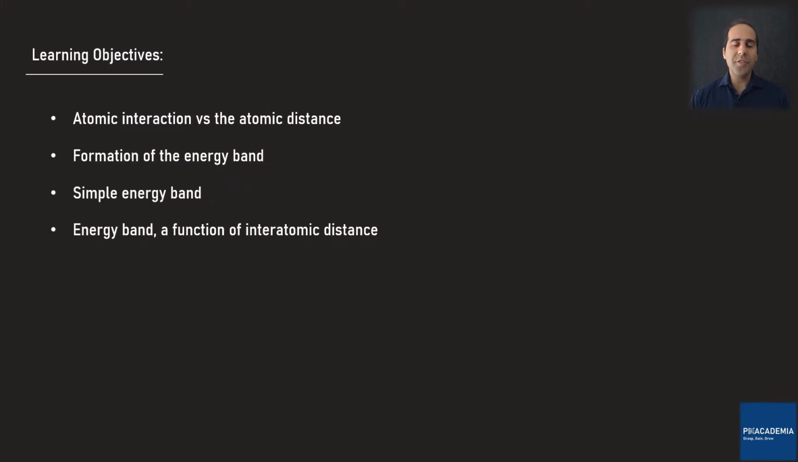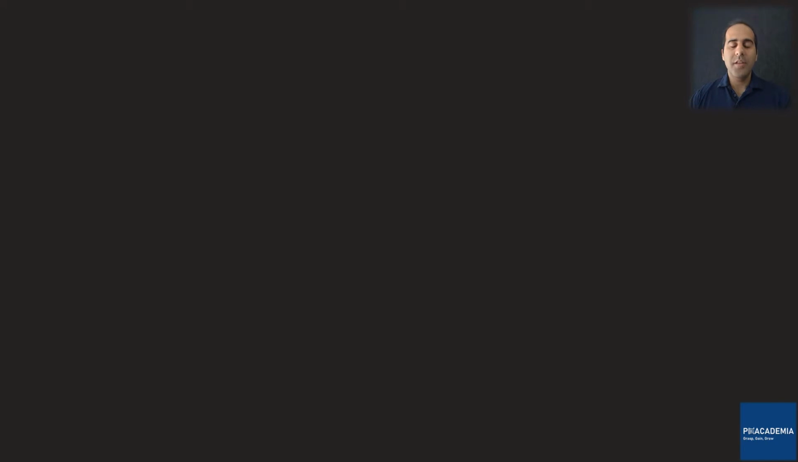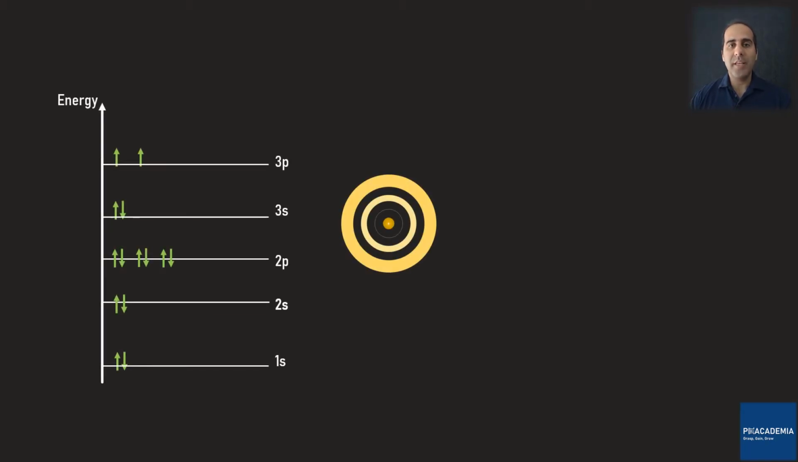By the time you finish this lesson, you will learn the atomic interaction versus the atomic distance, formation of the energy band, simple energy band, and the energy band as a function of the interatomic distance. In the previous lecture, the idea of the energy diagram for an isolated atom was discussed. One example that I talked about was the silicon atom. You can see an isolated silicon atom and its energy diagram here.